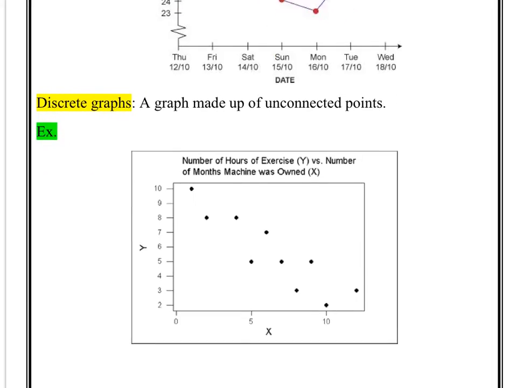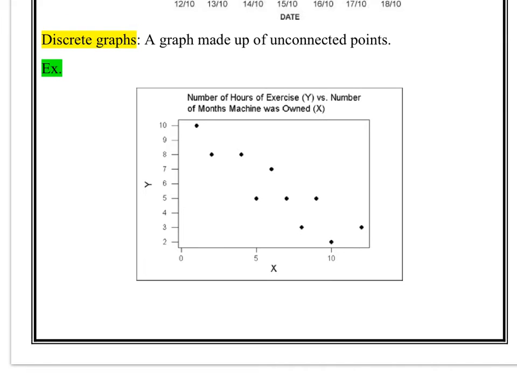Versus a discrete graph, which is a graph made up of unconnected points. A discrete graph can be otherwise known as a scatter plot. Oh, that's way too big. Let me erase that. All right, let's try this instead.